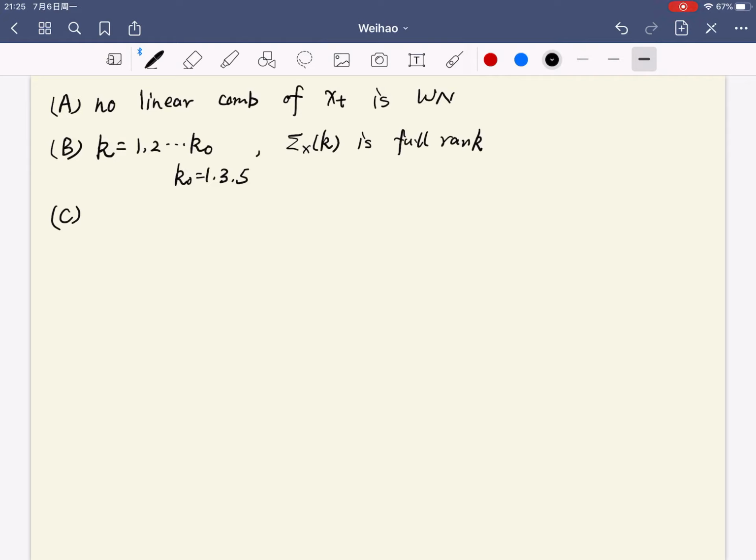Assumption C is that the elements of the autocovariance and the covariance matrix for white noise, the elements of these two matrices are of order O(1). Even when p increases, these two covariances behave normally.